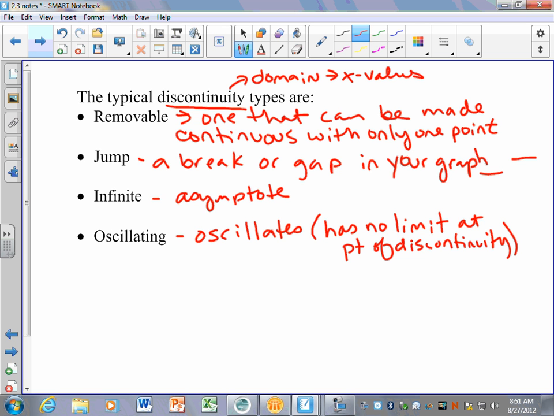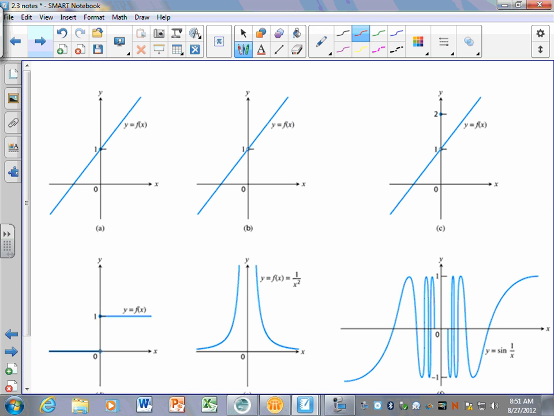And I took these from your book, so it might not have copied super well. I know on mine I kind of drew my own points in here, so you might have to fill a little bit in. But I'm just going to give you an example of all these different types of functions. Guess which one's oscillating? So, we're just going to start up here. You might say A, B, and C look exactly the same, but they are a little bit different.